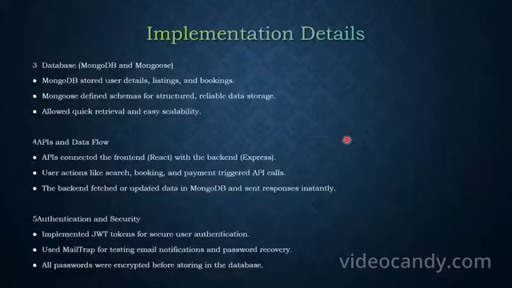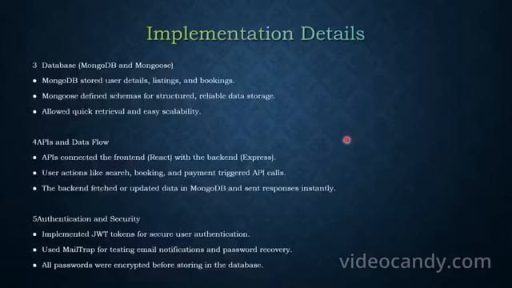Next, we go for the database. In the database, I have used MongoDB and Mongoose. MongoDB stores user details, listings, bookings, and the login details are also stored in the MongoDB database. MongoDB and Mongoose were used to define schemas for users, bookings, and properties. MongoDB is very useful in this project, as without MongoDB we can't give the property list that we entered in the program.